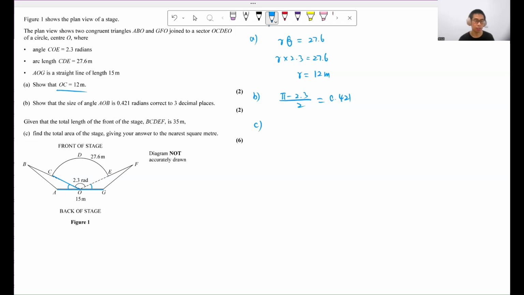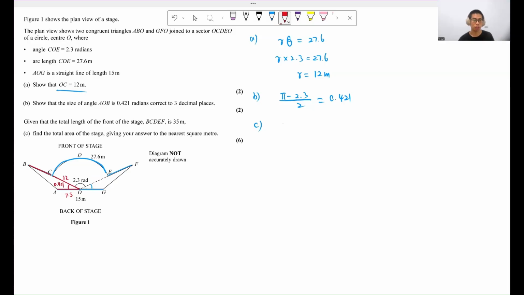And then part C, given that the total length of the front of the stage BCDEF is 35 meters. So all this length adds up to 35 meters. They want us to find the total area of the stage, giving your answer to the nearest square meter. For this one, we already know this length is half of 15, which is 7.5. We know this angle is 0.421, and we know the radius, which is OC, that's 12.